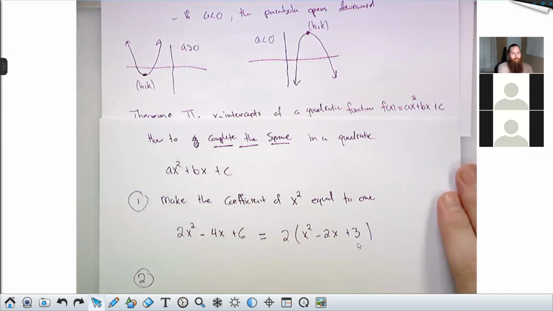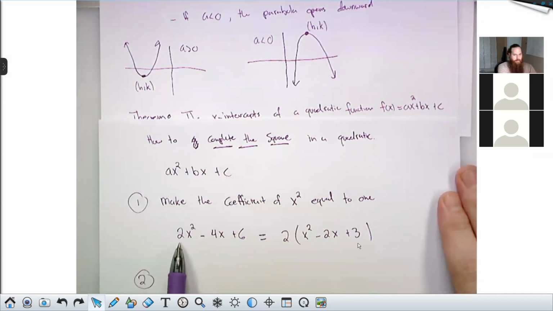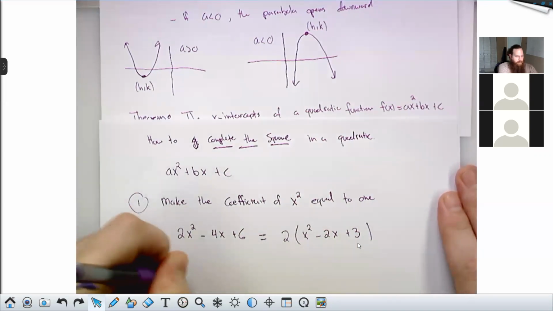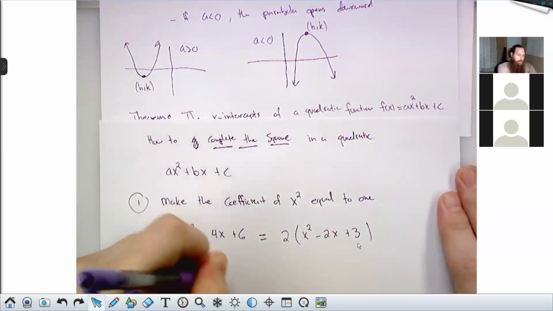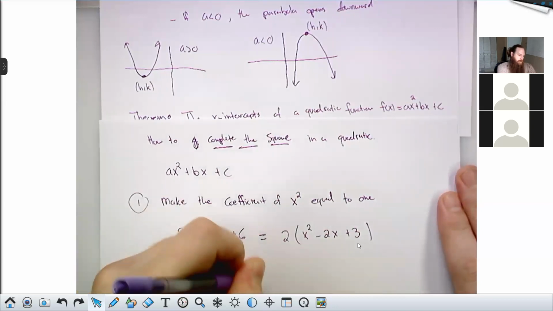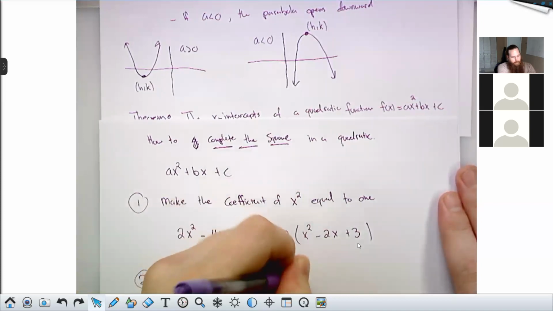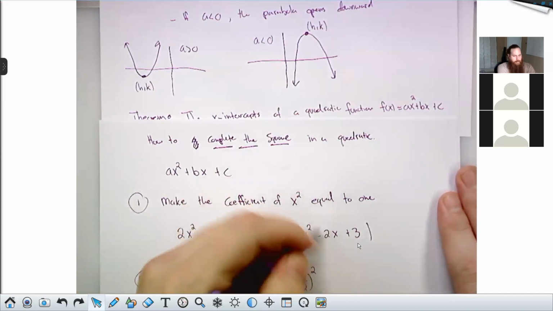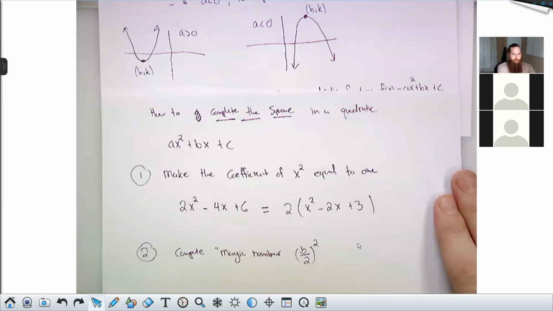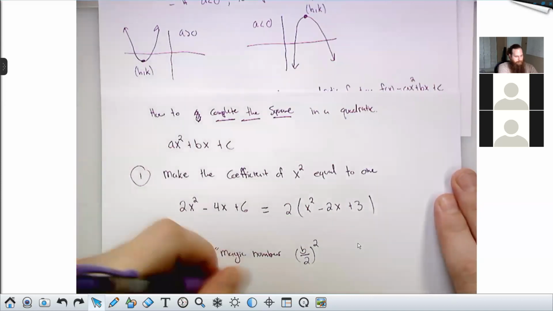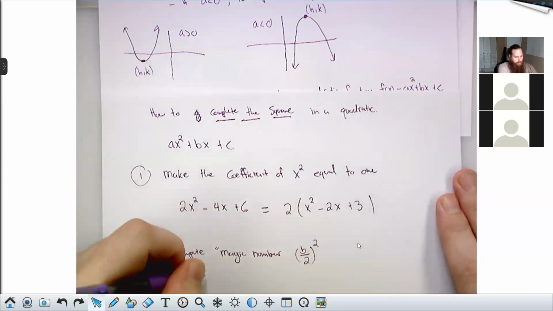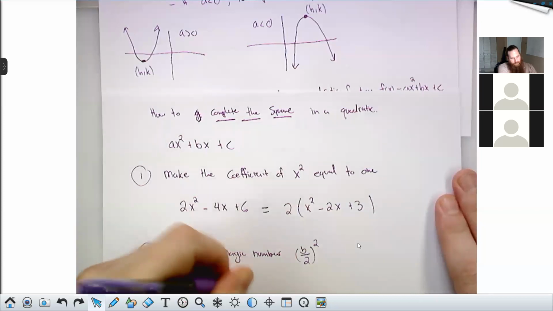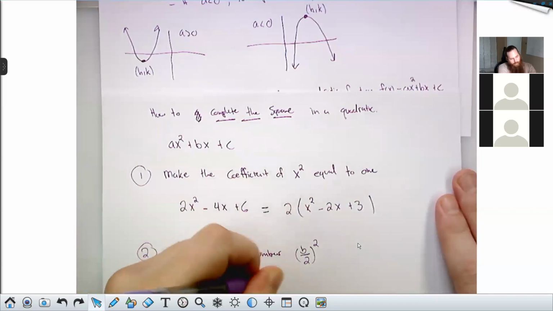Your second step, after you've divided out by whatever number is in front of x squared to make sure that the x squared has a 1 in front of it, next you compute what I'm going to call the magic number, which is b over 2 all squared from this form. So in this example, my magic number would be negative 2 over 2 all squared, which is negative 1 squared, which is 1.